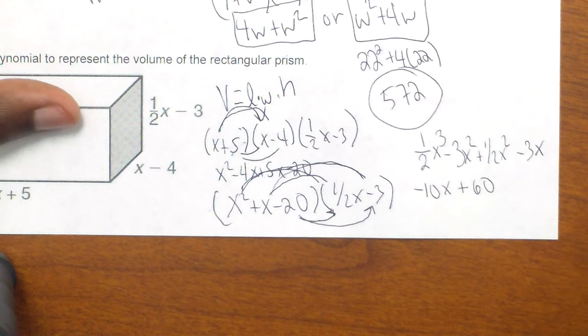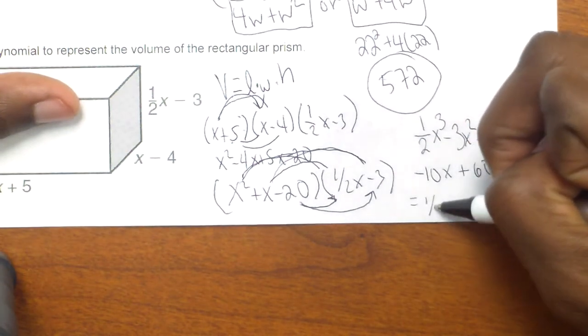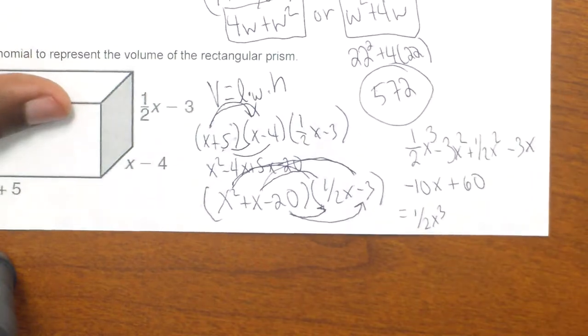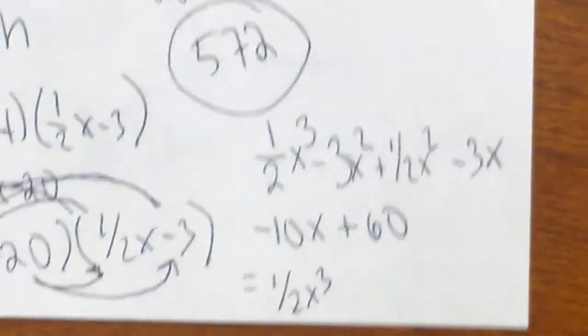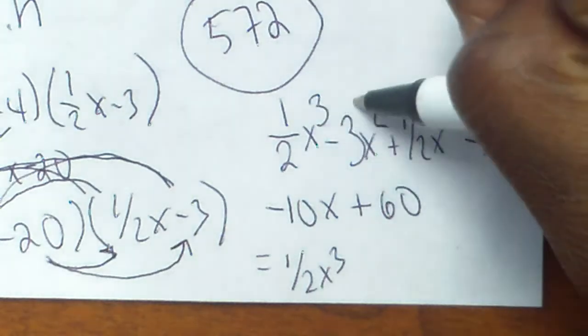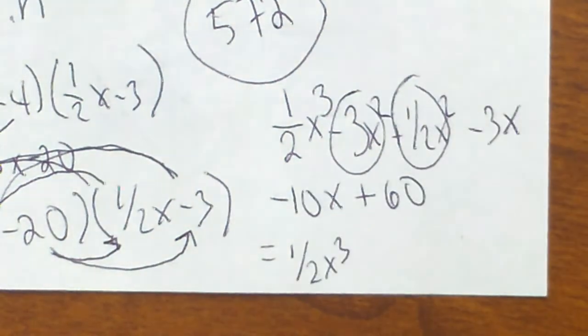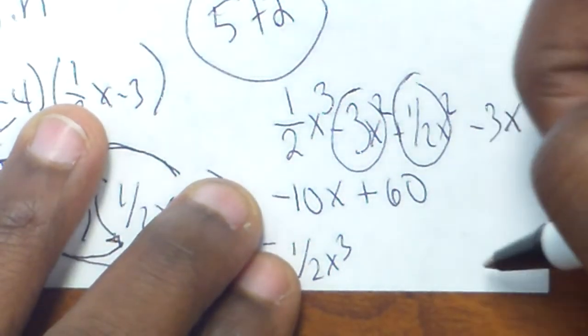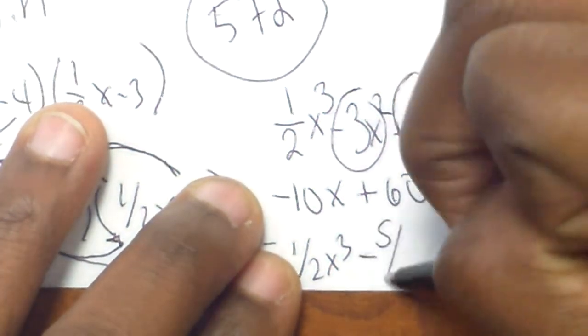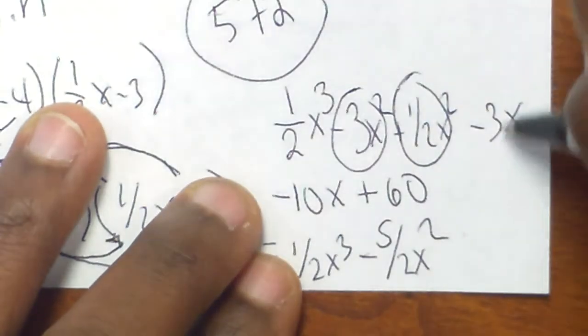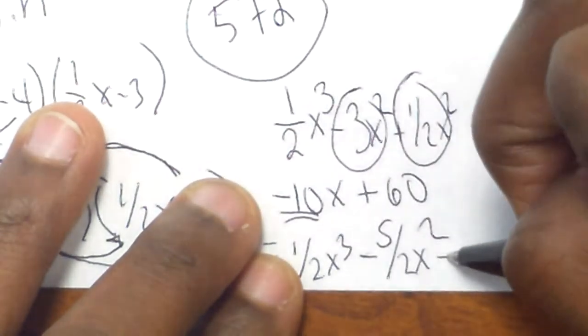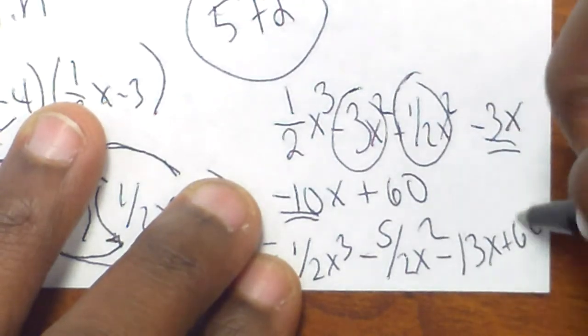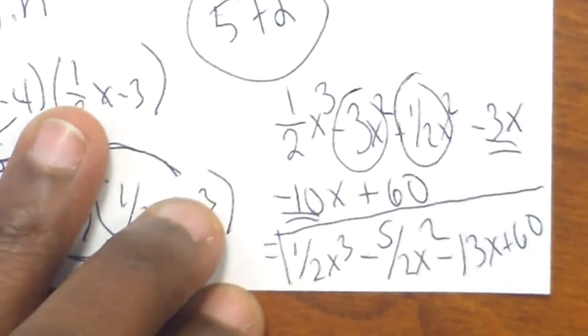And your final answer, there are some terms we can collect. 1/2 x cubed is by itself. Let me zoom in a little bit. The x squareds can combine. And we know negative 3 plus 0.5, that combines, and then basically it's negative 3.5 or negative 5 over 2 x squared. And then negative 3x and negative 10x combine and become negative 13x plus 60. And there is our final answer.